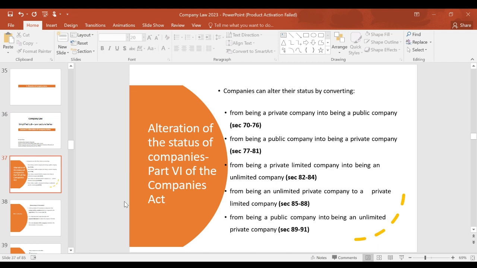Now, what about the company being unlimited company to a limited company, especially the private companies? It's covered under Section 85 to 88 of the Companies Act of Kenya 2015. A public company can also be converted into a private unlimited liability company, which is covered under Section 89 to 91.